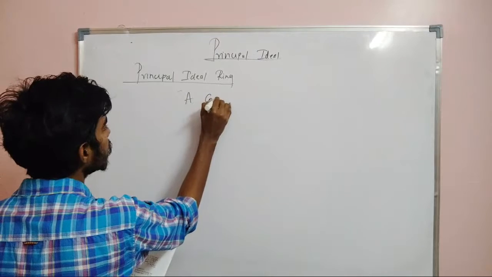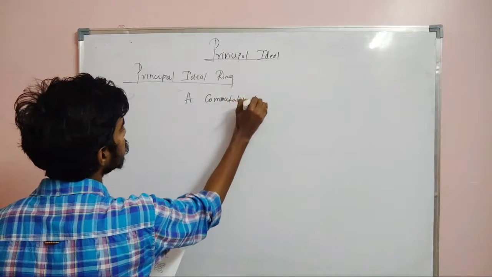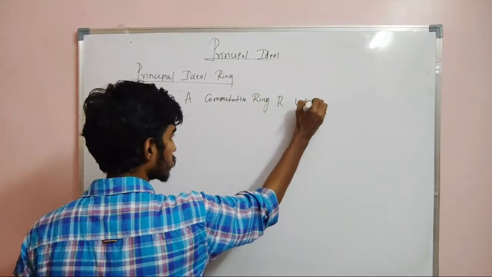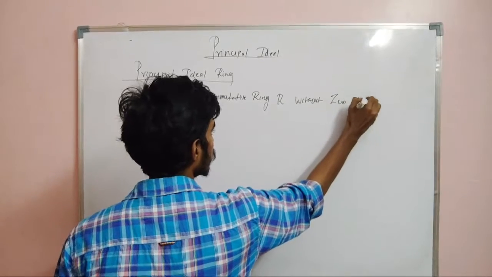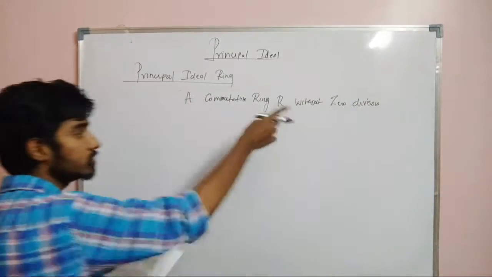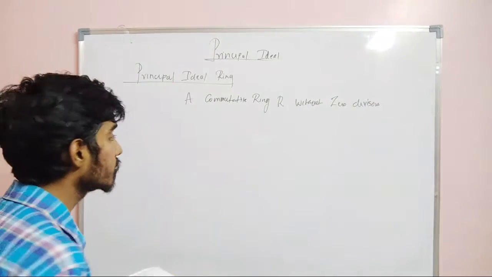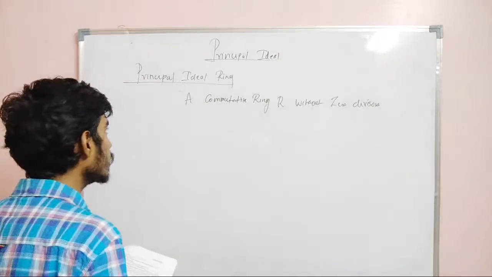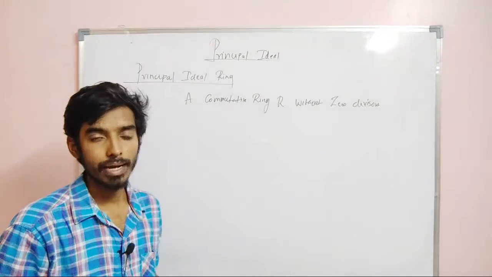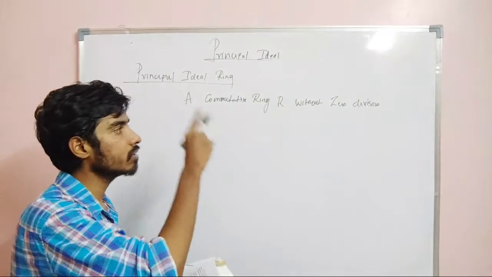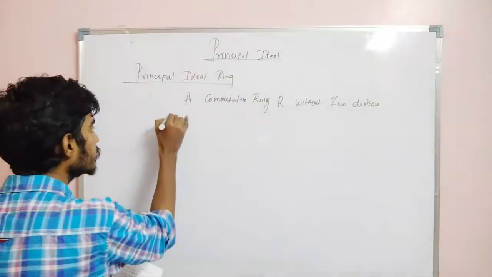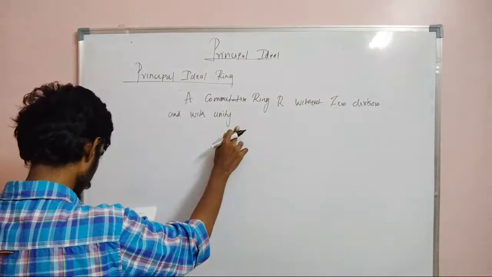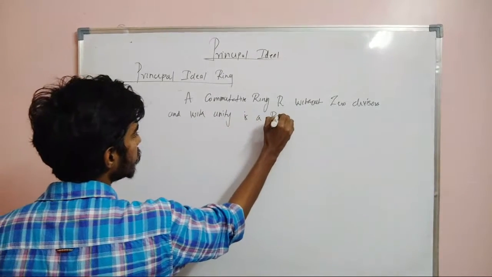So a commutative ring R without zero divisors, right? It has to be without zero divisors. If it is with zero divisors, we cannot talk about a principal ideal ring. So to qualify for a principal ideal ring, first it has to be a commutative ring without zero divisors and with unity. That is, it should have 1, and with unity it is a principal ideal ring.